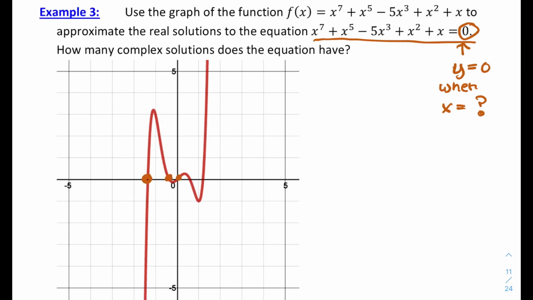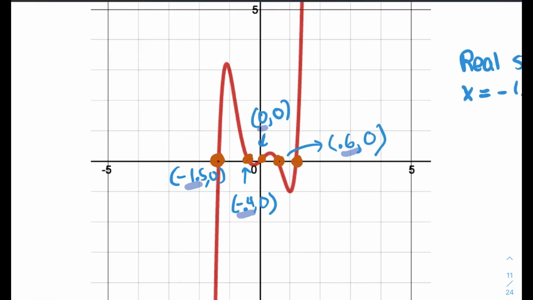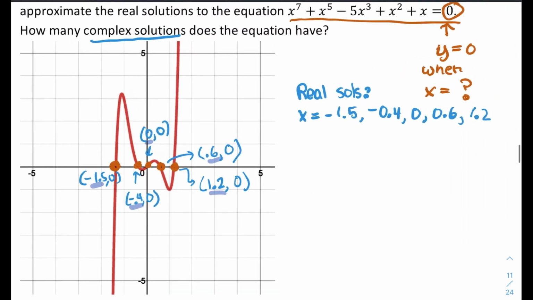So if I look on my graph to see what points have y values of 0, I know I missed putting a dot on that one on the right, but I'll get it. So looking at the x-coordinates of these points to figure out our solutions to this equation, the x values that give us y values of 0 are those 5 values right there. So we've got 5 real solutions that we can see represented as the x-intercepts on our graph.